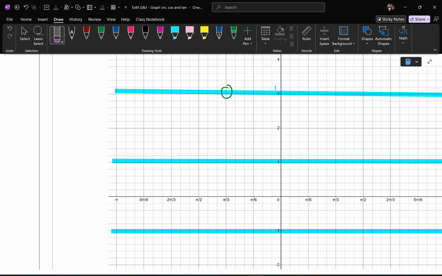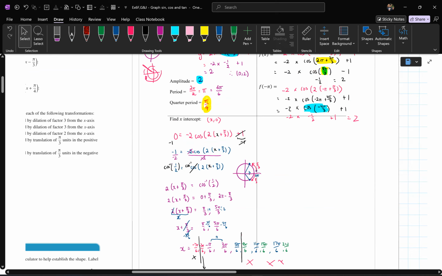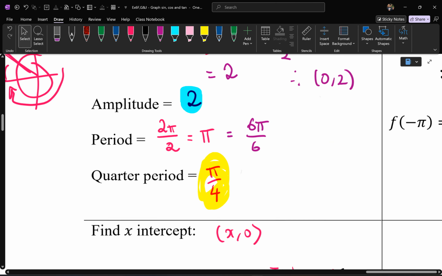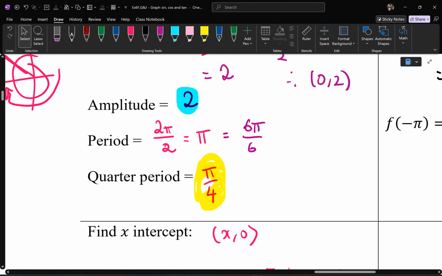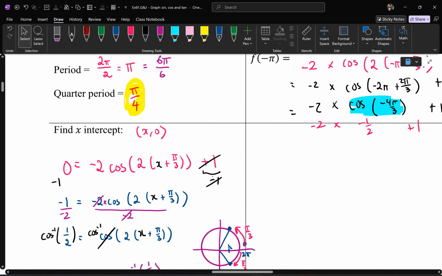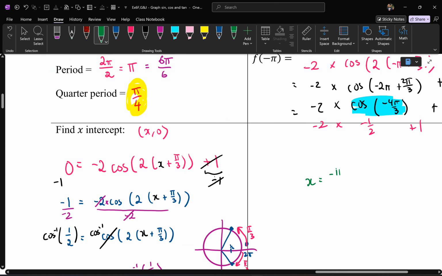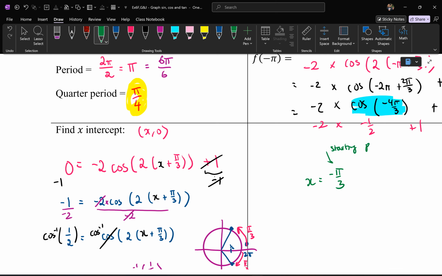Okay? Maximum is 3. So there we go. It's gone up by 1. It's gone to the left by pi on 3. So right there is my starting point. How do you find your next few points? Quarter cycle. You told me quarter cycle is pi on 4. You told me the starting point is negative pi on 3. So here we go. X was equal to negative pi on 3. That's your starting point. If you want to find the next point, add on the quarter cycle.